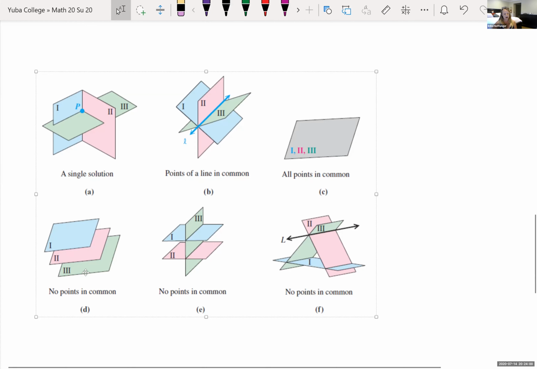If the planes are parallel, there's no solution. And so notice here, you have a vertical plane and then you have two horizontal planes. There's not a place where all three of these intersect, and so there's no solution. Same sort of idea with picture F, where you have that triangle shape. There's no place where all three of those planes are intersecting. So these are all examples of three equations and three unknowns.